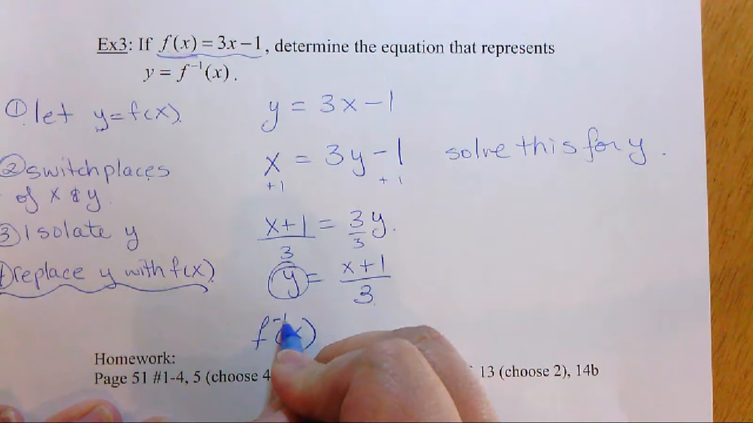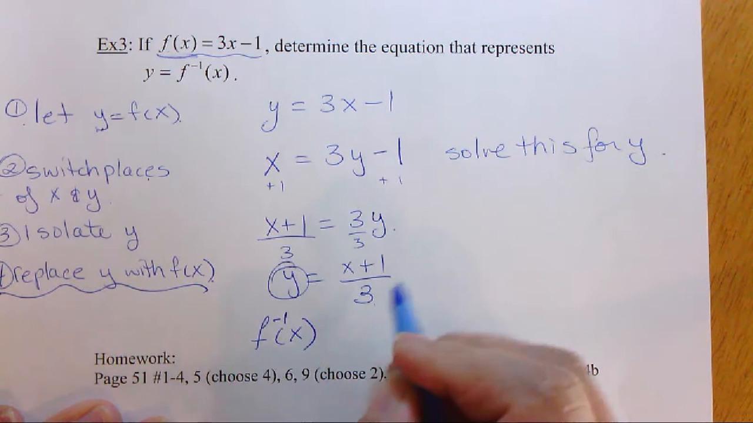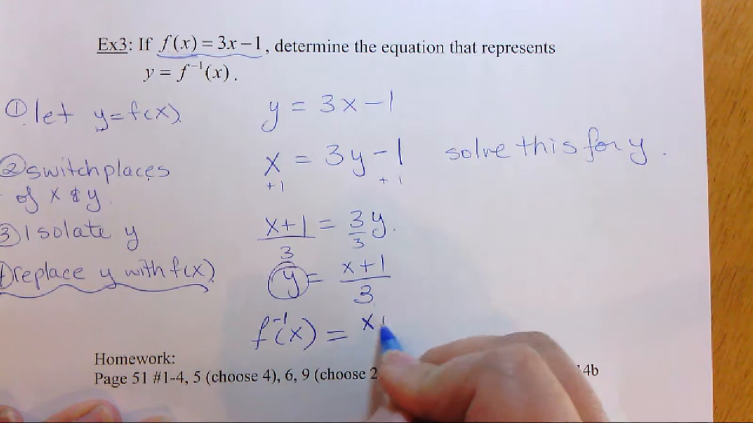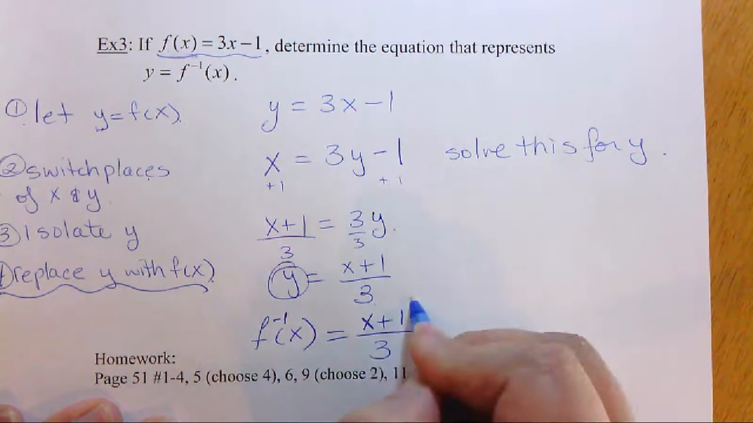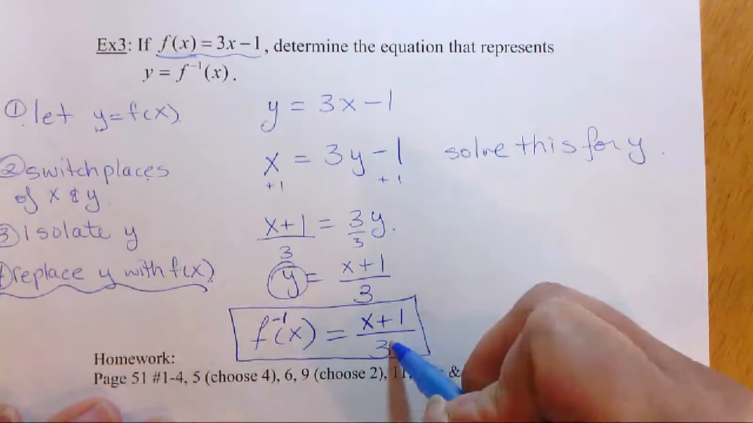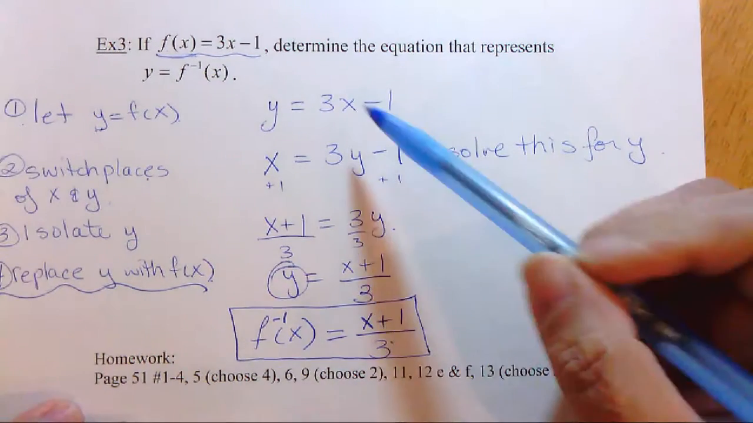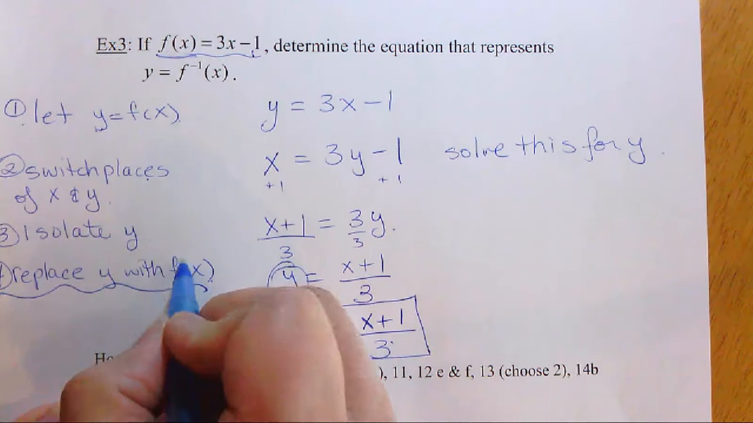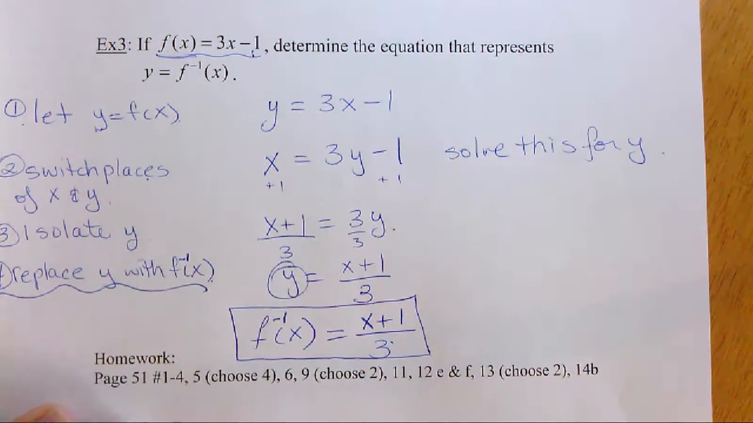So this is the inverse function here, and that is x plus 1 over 3. So this is the inverse equation of this right there. Okay? So here I should write, sorry, I missed that minus 1 there.